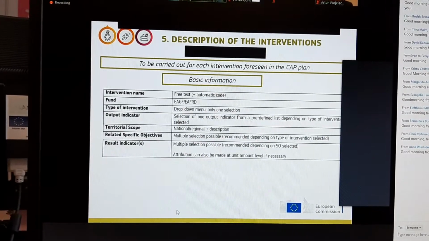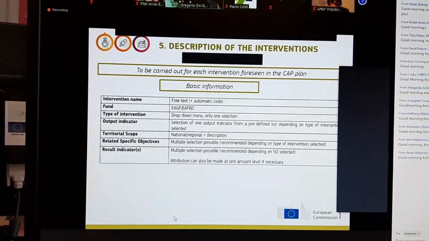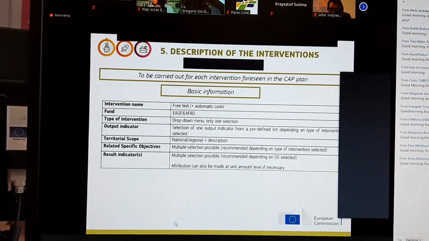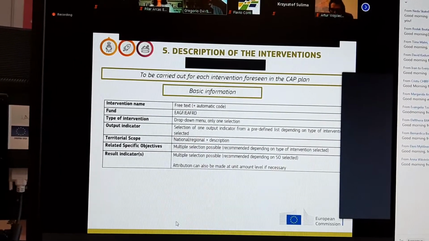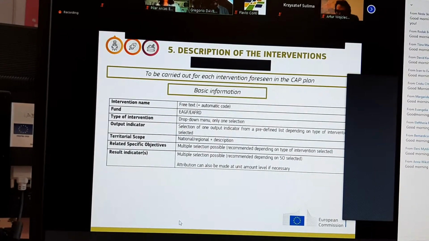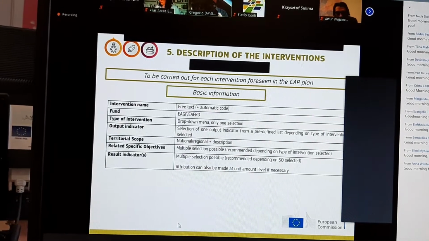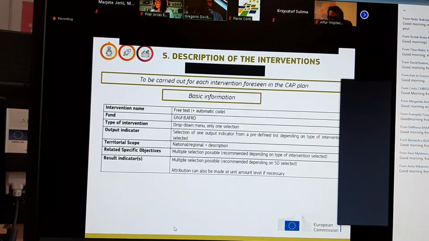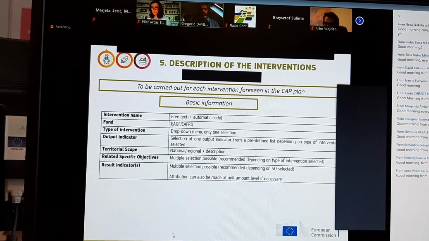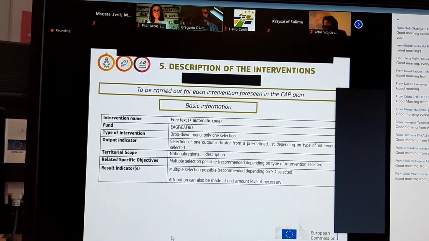There is some very basic information, and now I think it would help because most of you are familiar with the SFC structure. So when you set up a new intervention, when you are filling in your SFC and you have to create a new intervention for the CAP plan, the first thing you will see is a set of basic information that will allow the member state to create this intervention for the CAP plan.